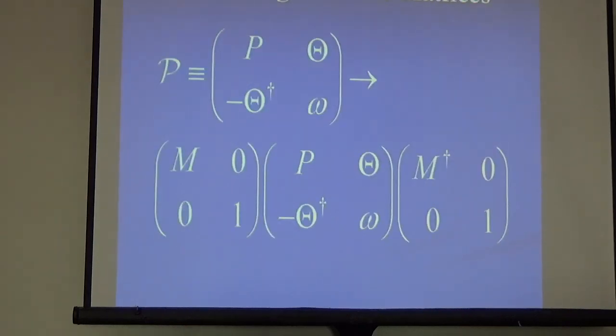All right, I have 1 minute left. Let me just say that the most beautiful mathematical thing we can do now is take both P and theta and a scalar omega and embed them in 3 by 3 Hermitian matrices over the quaternions or over the octonions.